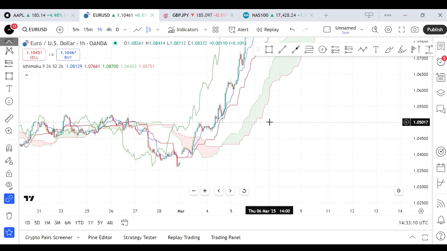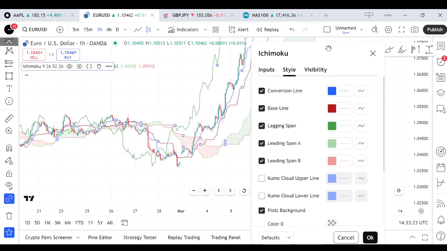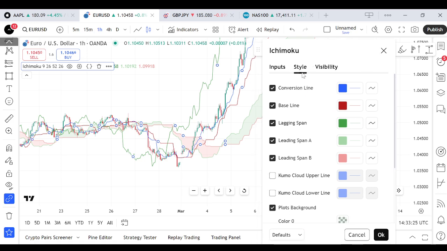It consists of 5 key components, each with a specific role in analyzing trends, momentum, and support or resistance levels. These components work together to help you understand the market's current state, historical context, and potential future movements.